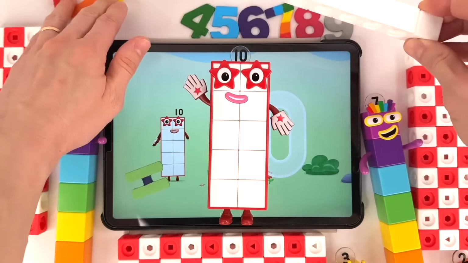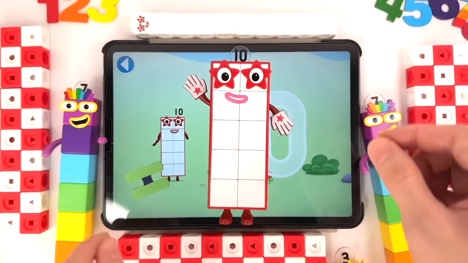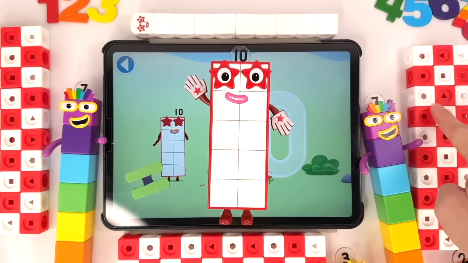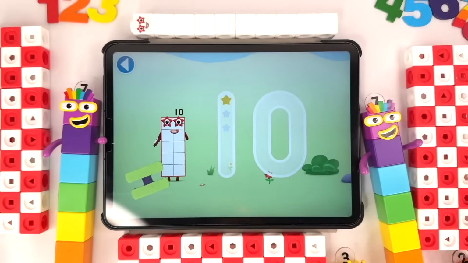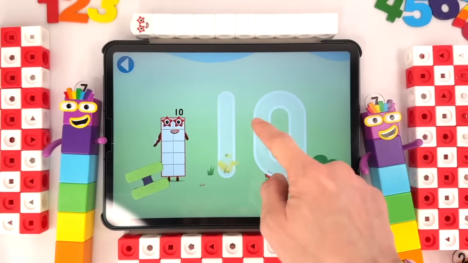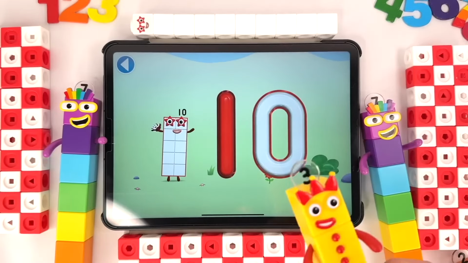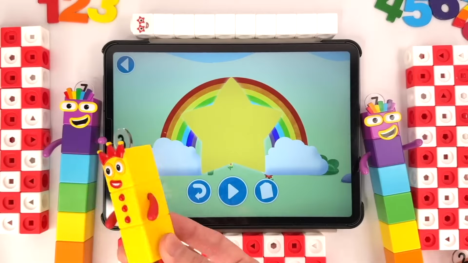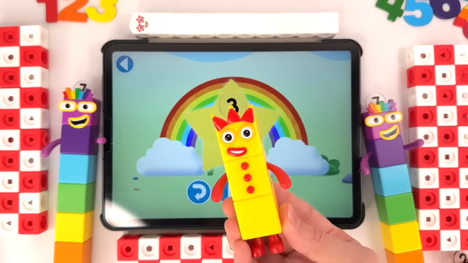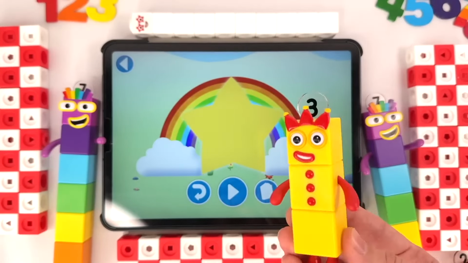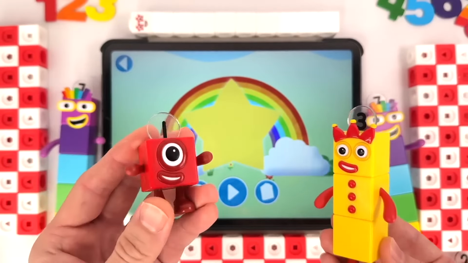And now, this number block, we put on the place. 100, 200, 300, 10 number blocks. Try to keep your finger on the screen. Wow! Yay! 100, 200, 300, 10 number blocks! It's very big number! Woohoo! Now we find next big number.